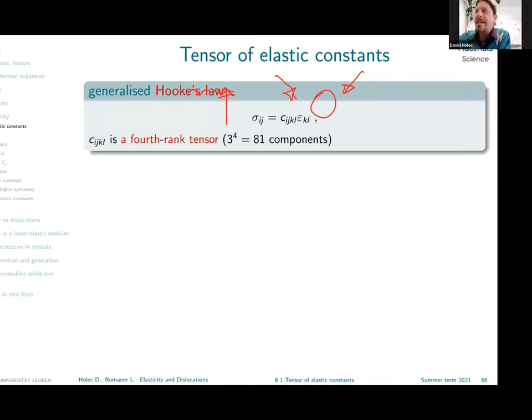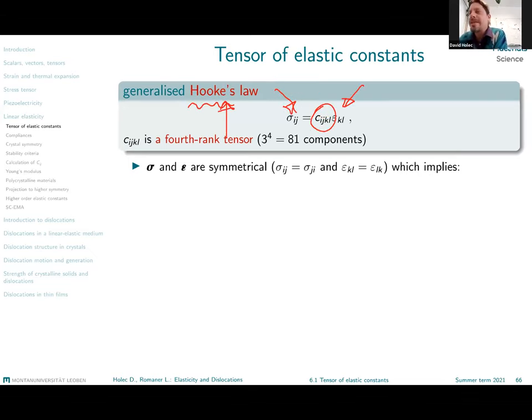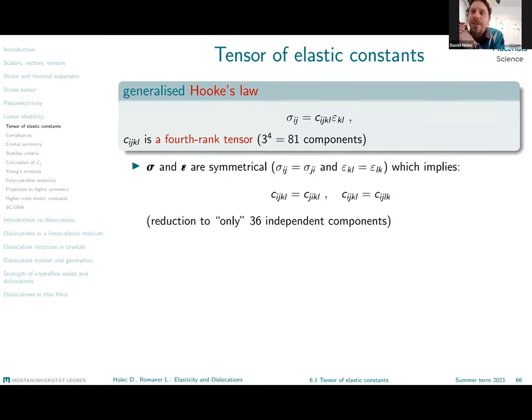However, what we know is that the forms of the stress and strain tensors are not completely free. Namely, the stress tensor and the strain tensor are both symmetrical with respect to the axes, which means that there are only six independent stress and strain components. Taking this into account, the Hooke's linear relationship effectively leads to the dependence of six stress components on six strain components, and therefore the number of independent components of the CIJKL tensor reduces to only 36 independent components.